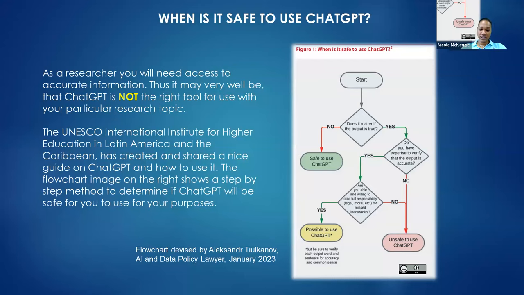If the answer is yes, then your next question is, do you have the expertise to verify that the output is accurate? If your answer to that is no, then the next question is, are you able and willing to take full responsibility, legal, moral, etc., for any missed inaccuracies? If the answer to that is also no, then it becomes unsafe to use ChatGPT. So using this chart as a guide should save you a lot of time in assessing the practicality of using ChatGPT for your research purposes.